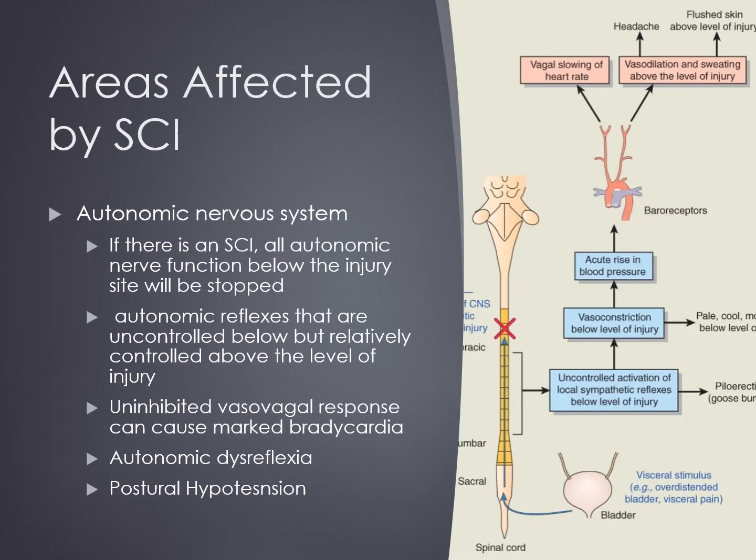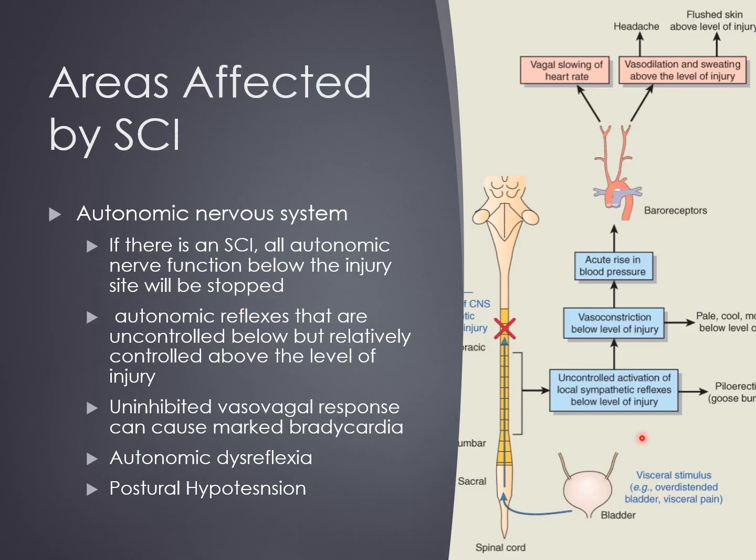The autonomic nervous system is also affected in the case of spinal cord injury. If there's a spinal cord injury, all autonomic nerve function below the injury site will be stopped. You can see in the picture here, we have a spinal cord and the area of injury is right here. Any autonomic activity happening below that area of injury, so any information coming back in and going back out of the spinal cord, will be uncontrolled.